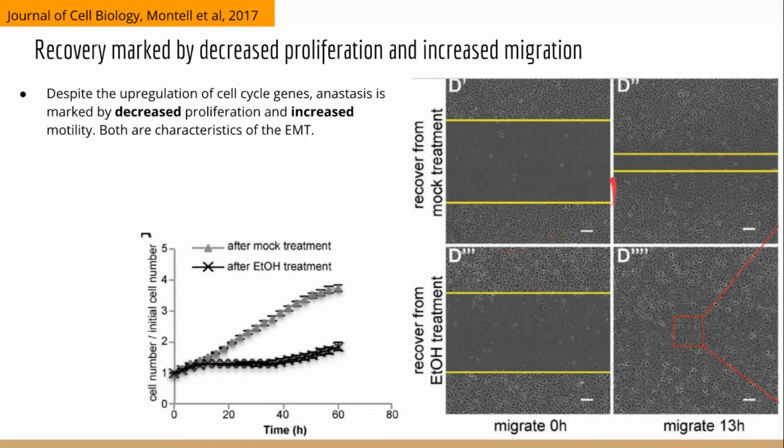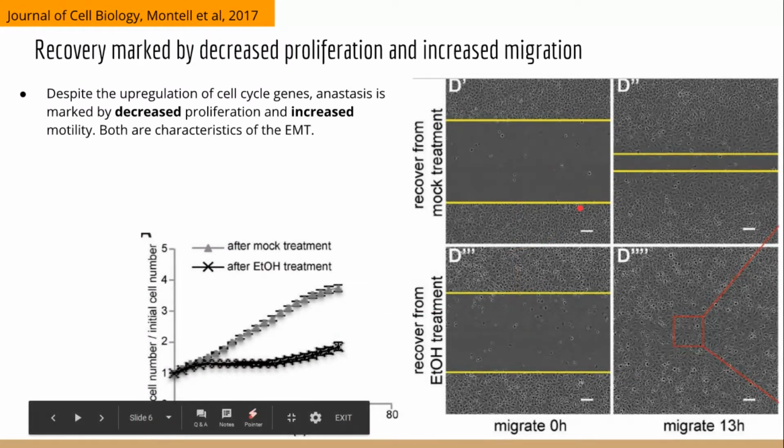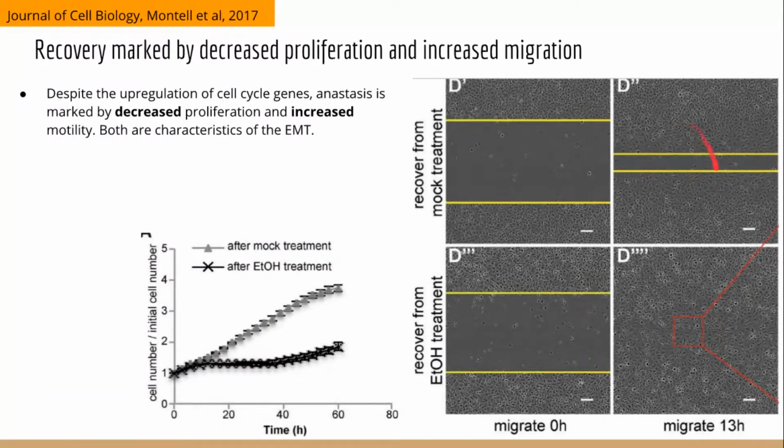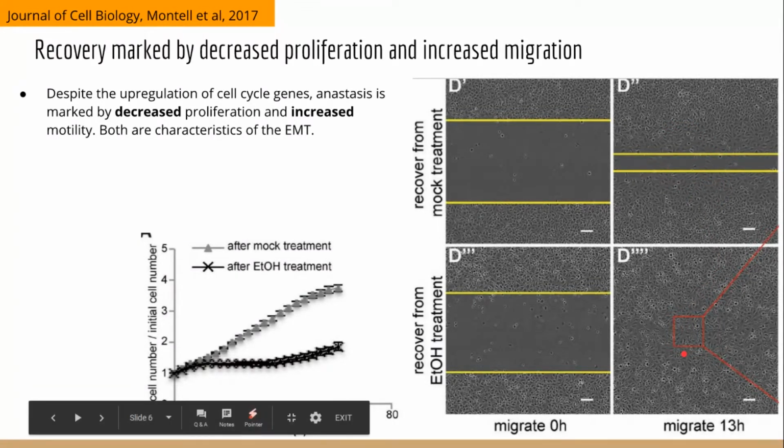In this figure to the right, we see that by 13 hours, the anastatic recovering cells had almost completely filled in this wound. They induced a little wound by just cutting it, and the cells had moved in by 13 hours, while the control mock-treated cells had not moved in. So they're actually moving more quickly after recovery from apoptosis.